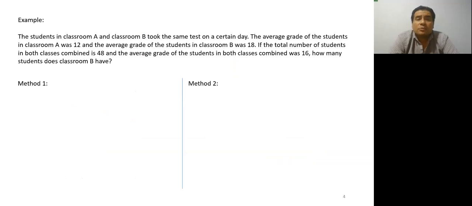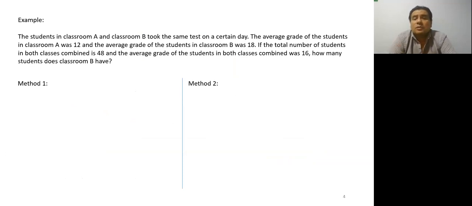The students in classroom A and classroom B took the same test on a certain day. The average grade of the students in classroom A was 12, and the average grade of the students in classroom B was 18. If the total number of students in both classes combined is 48, and the average grade of the students in both classes combined was 16, how many students does classroom B have?